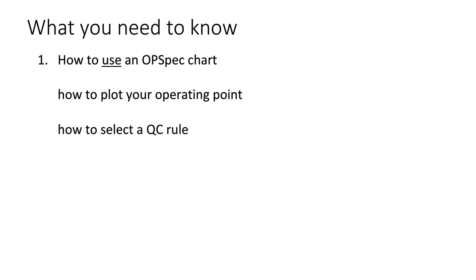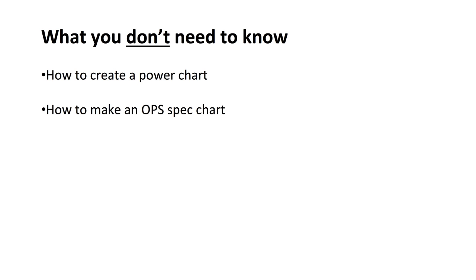So we've covered a lot of ground here, and you're probably asking, what do I really need to know? And I would say that the key thing is how to use an OPSpec chart: how to plot your operating point and how to select a QC rule. The other items are nice to know, but not absolutely necessary. In my opinion, it's always good to understand the assumptions behind a method when you use it, but it's not absolutely essential to use it. So what don't you need to know? You don't need to know how to create a power chart. You should be familiar with them and know what they mean and know that they're connected to an OPSpec chart, but you don't need to be able to make them. And you don't need to be able to make an OPSpec chart. You just need to be able to use it.